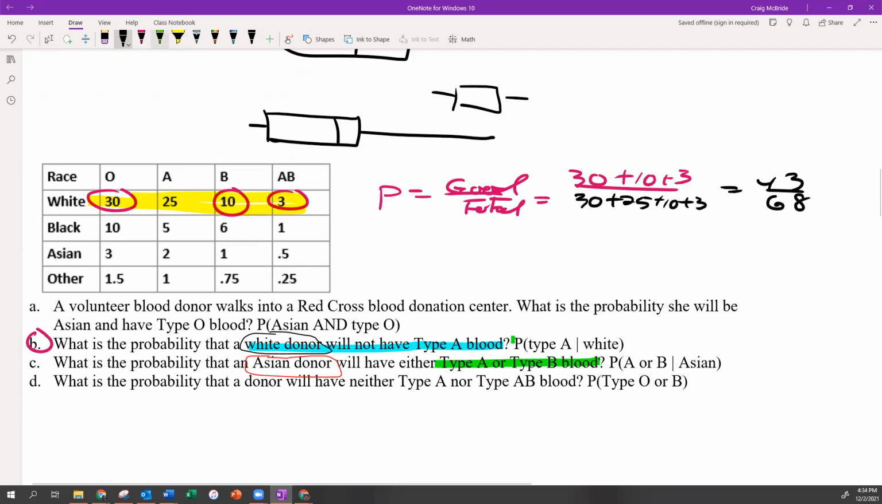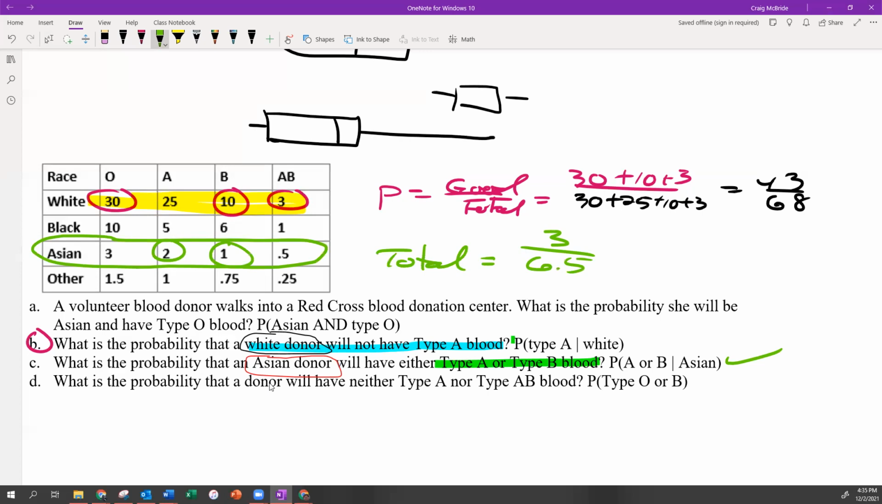Just like if we wanted to do this one. So they have to be A or B, but they're given that we're Asian. So we're only dealing with Asians. So we already know that our total is 3, 4, 5, 6, 6.5. And out of those 6.5, how many good do we have? Well, it's the A or the B. So there's 3 over 6.5. And that would be the answer for C.